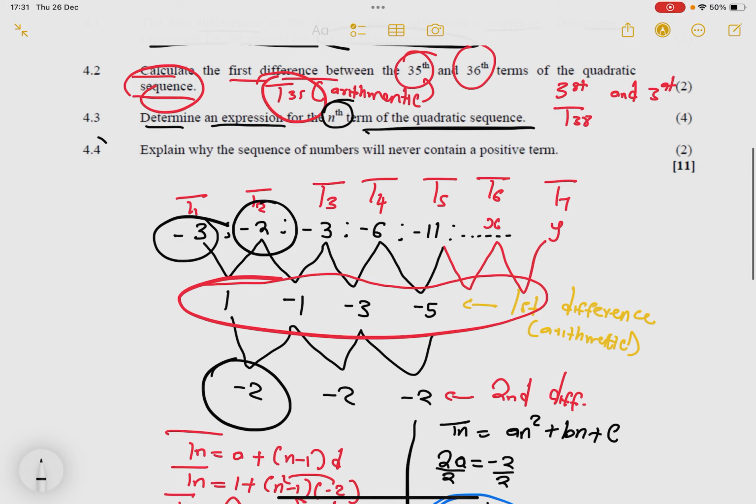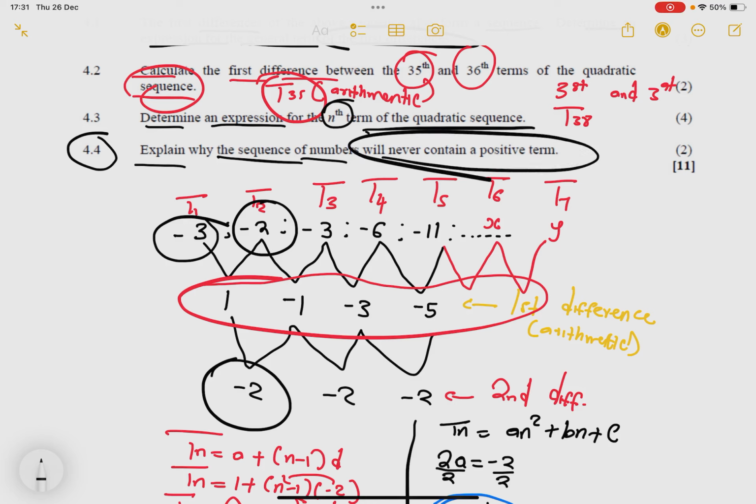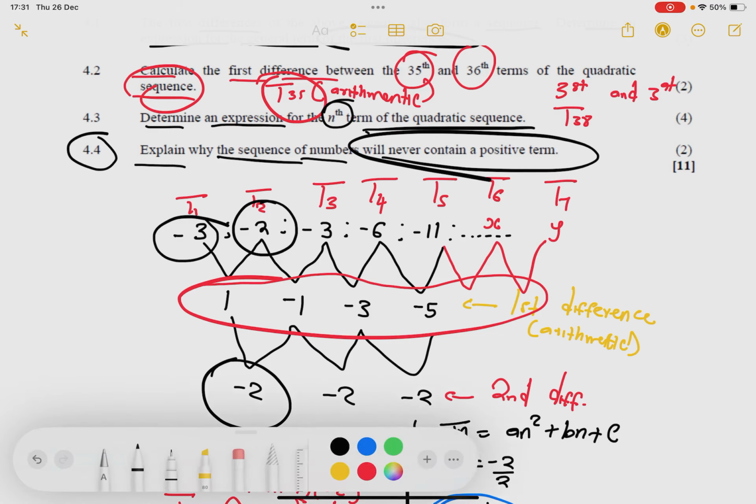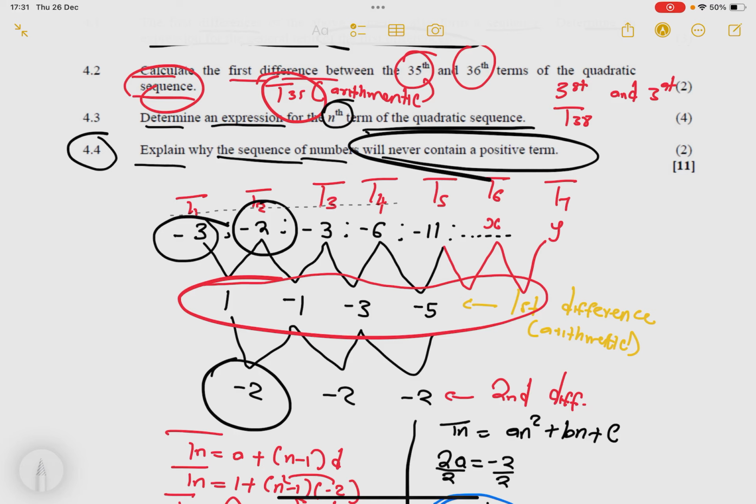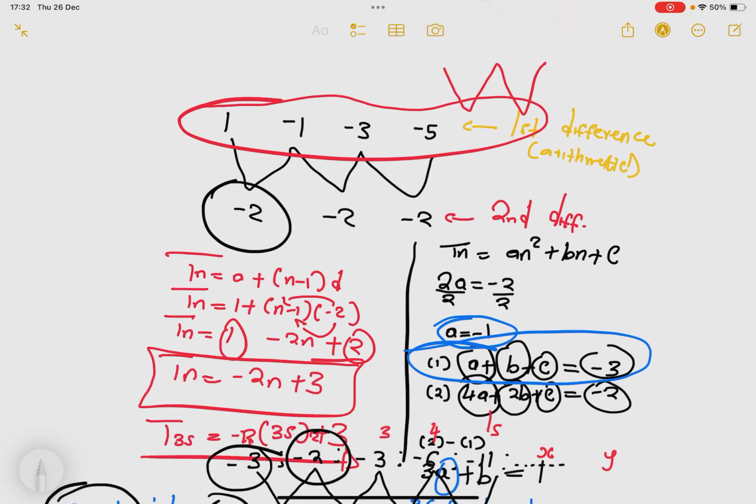The last question says, explain why the sequence of numbers will never contain a positive term. Okay, this is good. By the way, I'm doing these things for the first time. I didn't answer this question before, you guys. So I want to show you this, right?